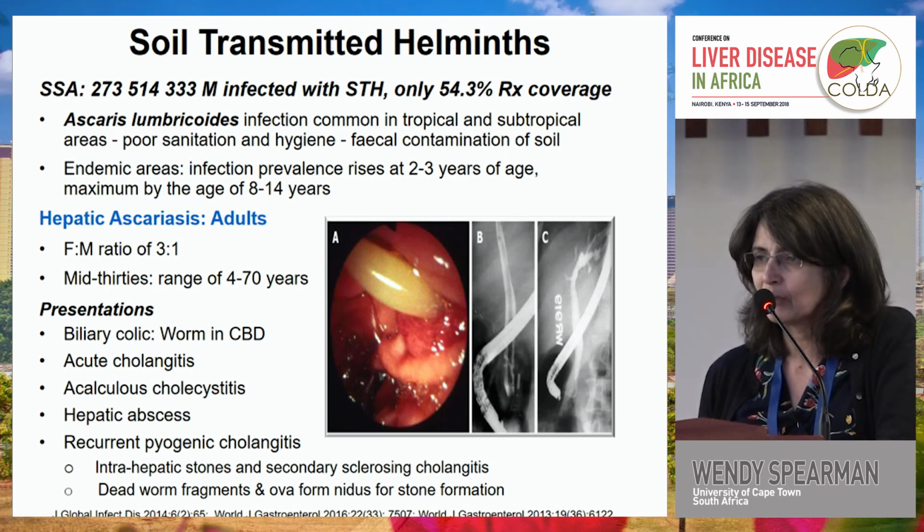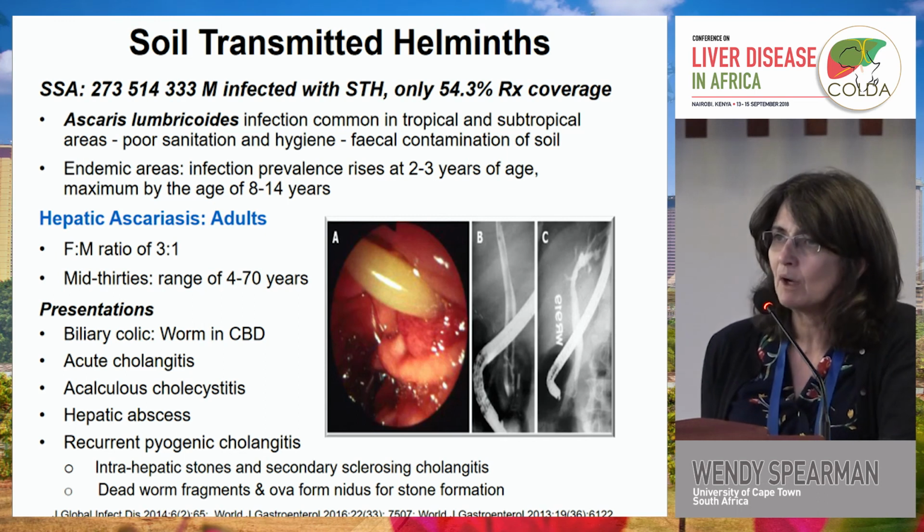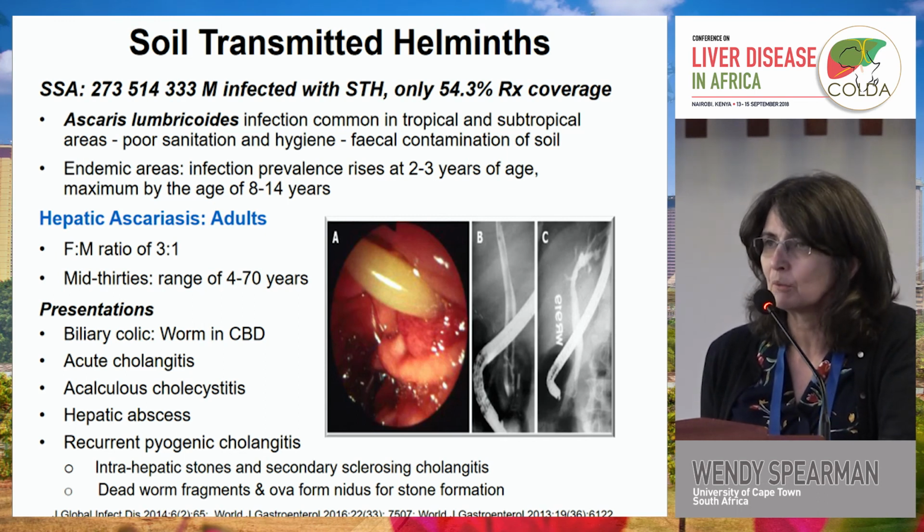And if we look more deeply at Ascaris lumbricoides, this is associated in tropical and subtropical areas with poor sanitation and hygiene, with fecal contamination of the soil, so often picked up by children. And hepatic ascariasis tends to affect adults, females more than males, and they tend to present in their mid-30s. And they have a whole range from biliary colic, which shows here with worms in the common bile duct, and this may require ERCP to actually extract the worm, and once again, these facilities are not readily available.